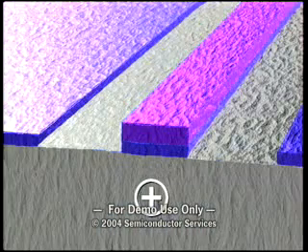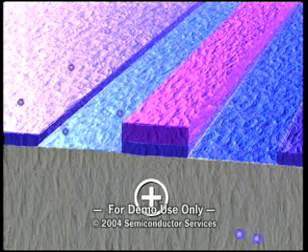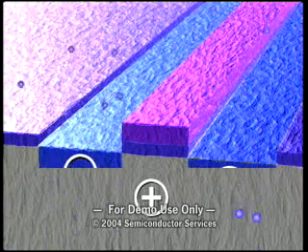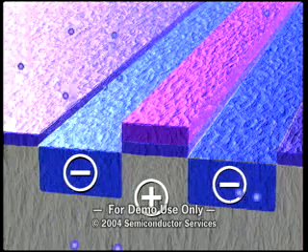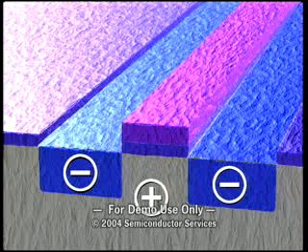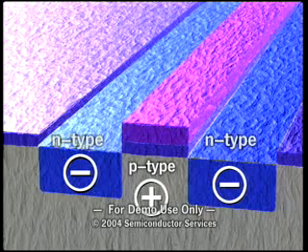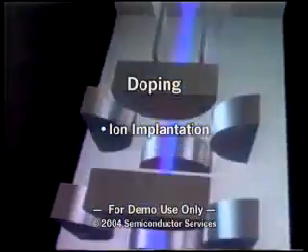The doping process drives very small amounts of dopants into the wafer surface through openings created in a patterning operation. Doping alters the conductivity of semiconducting materials. The dopants create electrically active N and P-type regions in the wafer surface. Ion implantation is the most commonly used doping method.